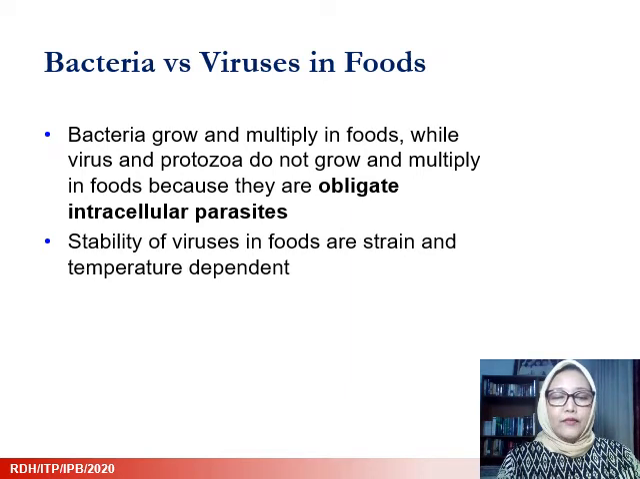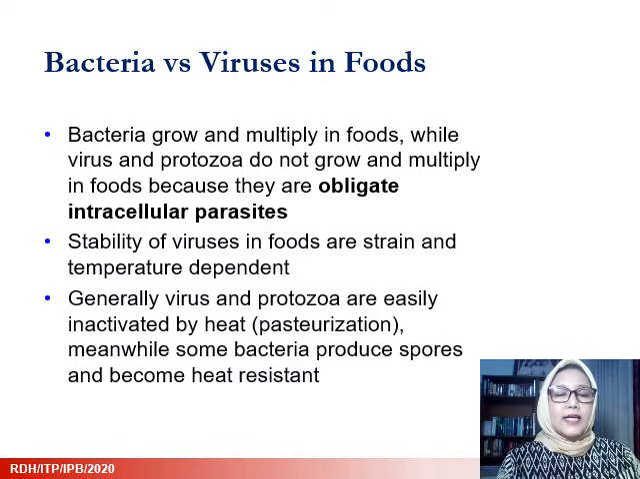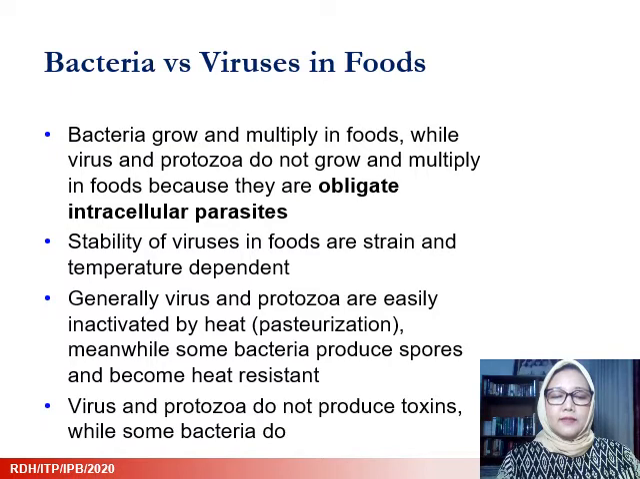The stability of viruses in foods depends on the strain types and also temperature. Generally, viruses are more stable at refrigeration temperature. However, they are easily killed by heat pasteurization, while some bacteria could produce spores, thus become heat resistant. Virus and protozoa do not produce toxins, that's why they cannot cause intoxication, while some bacteria do.